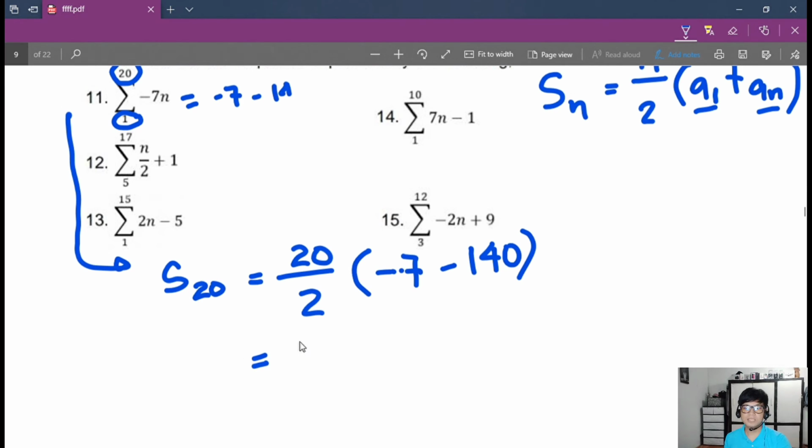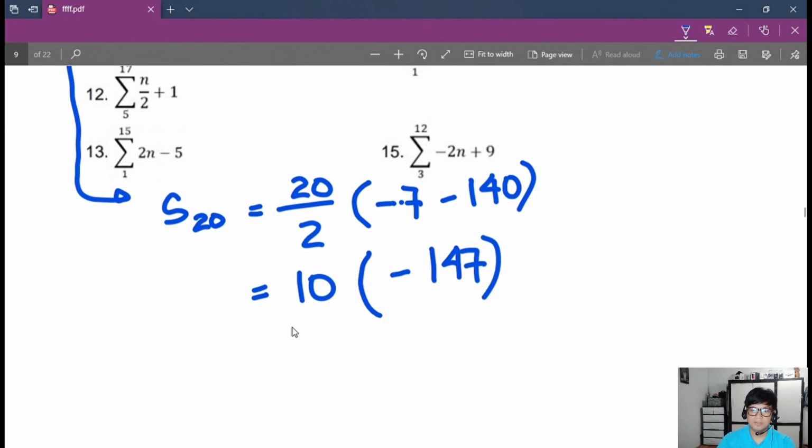The summation is 10. 20 divided by 2 is 10. Negative 7 minus 140 is negative 147. So the answer here is negative 1,470. So that is the answer.